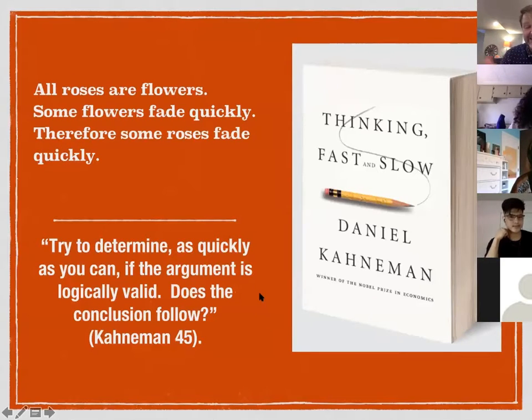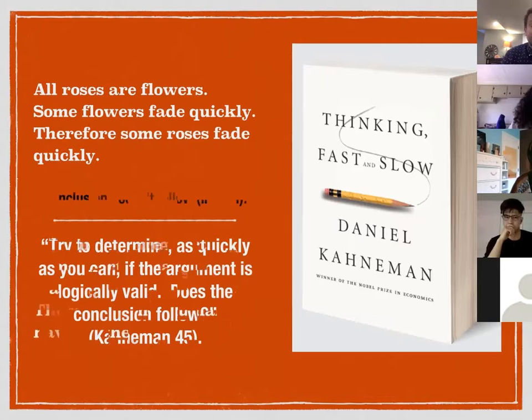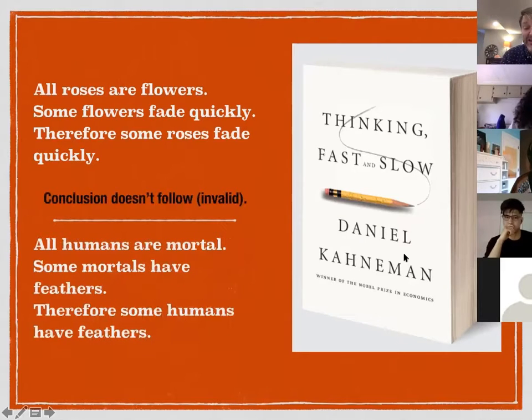In fact, this isn't a valid argument. We can see this by thinking about an argument that has the same form as this one. So this argument has the exact same form. All humans are mortal. Some mortals have feathers. Therefore, some humans have feathers, right? Now, these premises are both true. All humans are mortals, and some mortals do have feathers. Birds are mortals too, and they have feathers. But it doesn't follow that some humans have feathers from this, right?